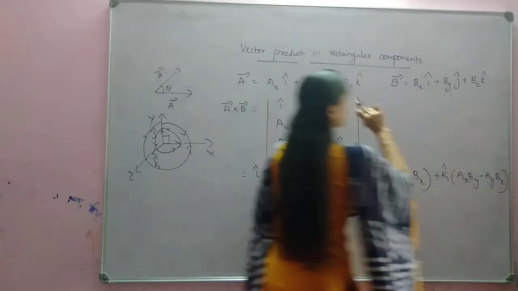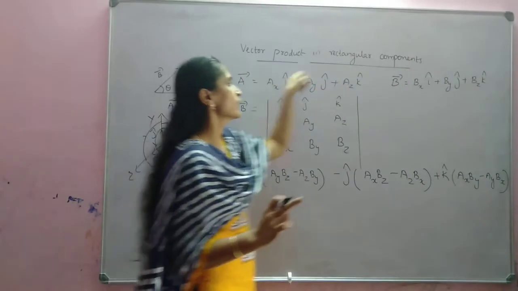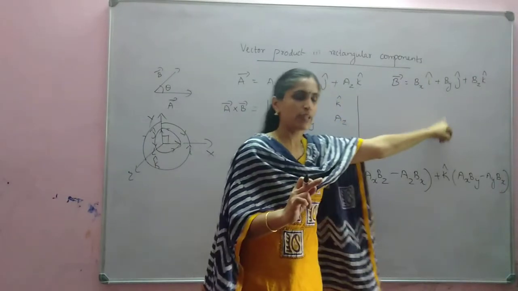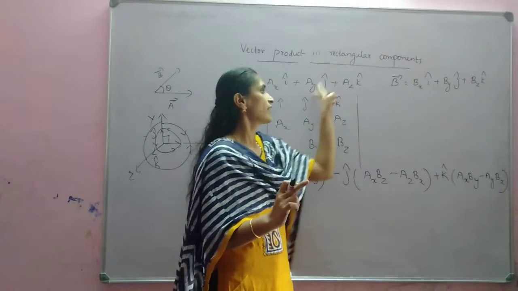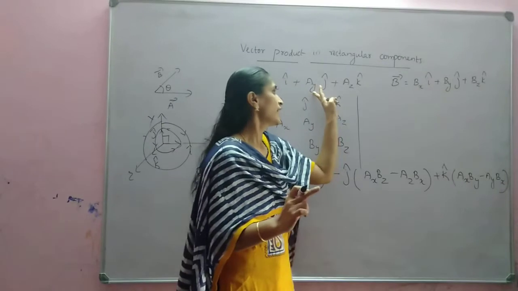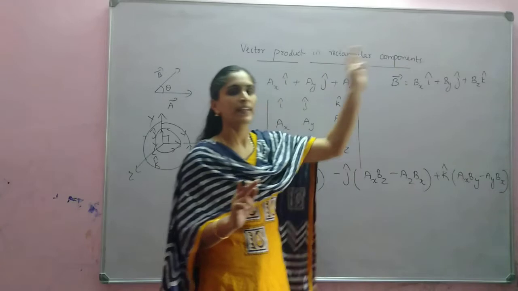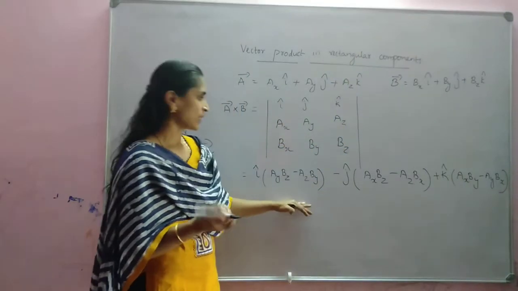The same result you get if you cross multiply like this also. AX i cross BX i, AX i cross BY j, AX i cross BZ k. Similarly plus AY j cross BX i, AY j cross BY j, AY j cross BZ k. Like that if you do also you will get the same result. Okay. So this is our result.